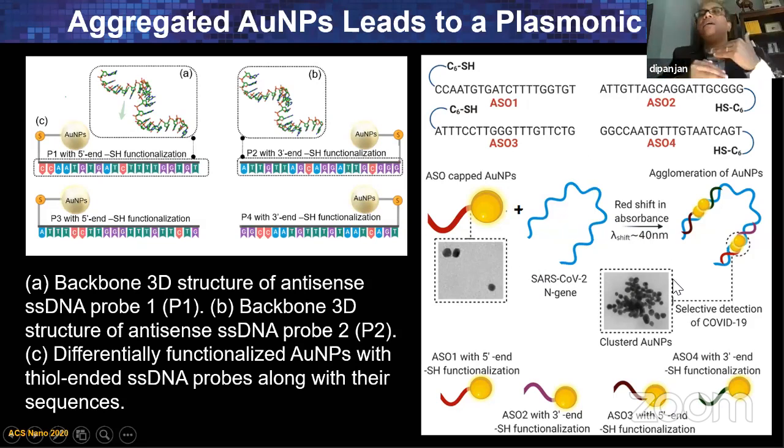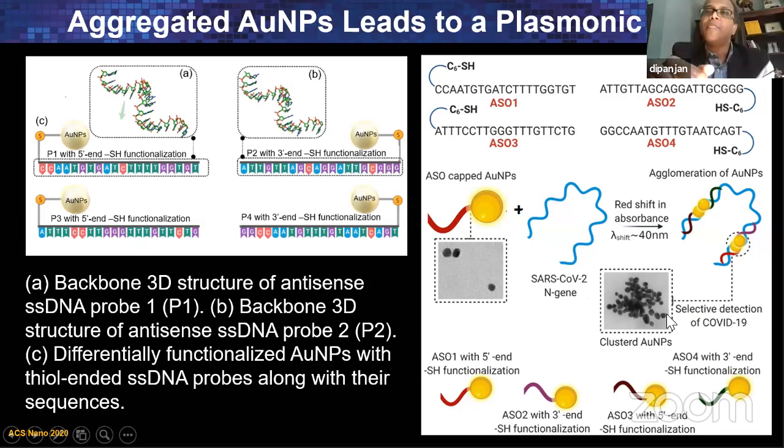And then there we see a red shift in the absorbance, in the lambda. It's a 40 nanometer red shift, and that is coming from clustered gold nanoparticles. So what happens is that when the ASO conjugated gold nanoparticles come in contact with the SARS-CoV-2 N gene, there will be a rush of these gold particles coming to each other, and they will start precipitating out or aggregating out.